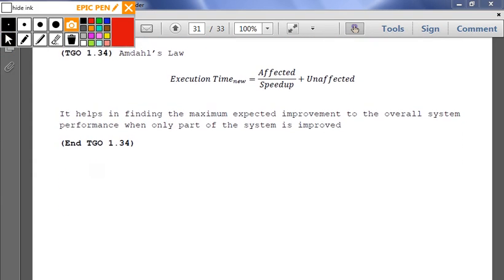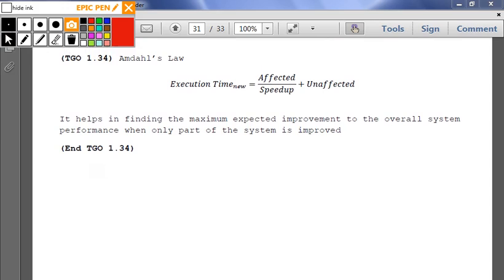Okay, so there's Amdahl's law. Execution time new equals affected divided by speed up plus the unaffected. And it helps in finding the maximum expected improvement to the overall system performance when only part of the system is improved.